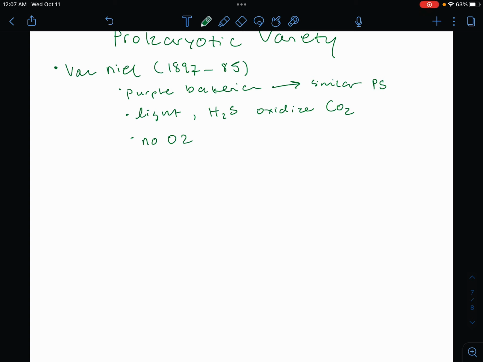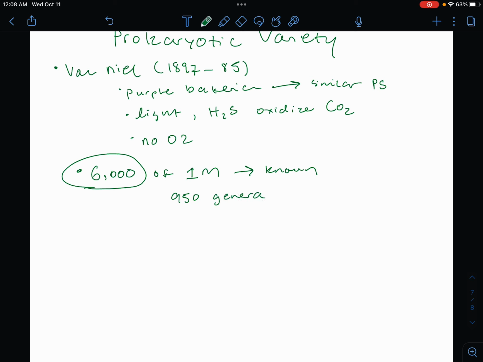Alright, let's go into the diversity of prokaryotes now. Only about 6,000 of the estimated million species of prokaryotes are known. So a ton of them are still out there unknown to science, and there are about 950 genera of the species. Molecular techniques as well as bioinformatics and mapping out the genome of these organisms help with the discovery and the characterization. We have these molecular means of identifying them now if we have any new species.